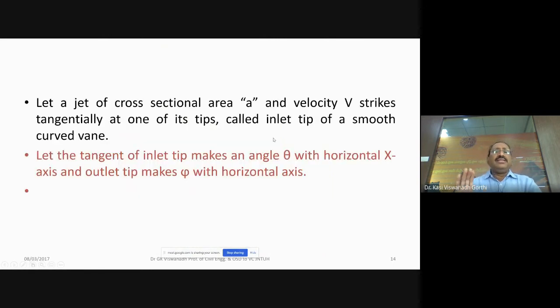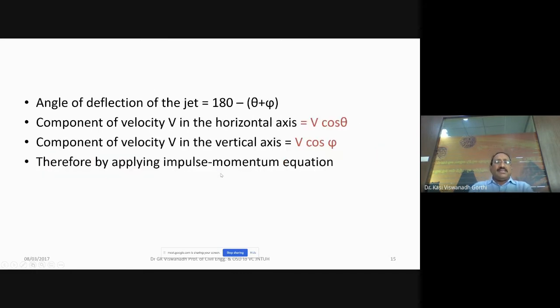So keeping this in mind, say small a is the cross-sectional area of the liquid jet, and v is the velocity of the incoming liquid jet which is striking at one of the tips, say the inlet tip. Then let the tangent of the inlet tip make an angle theta with the axis of the vane or horizontal x-axis, and the outlet tip make an angle phi with the horizontal x-axis. Then the angle of deflection of the jet would be 180 minus theta minus phi.